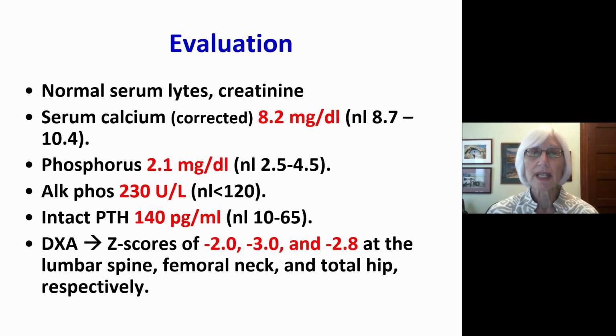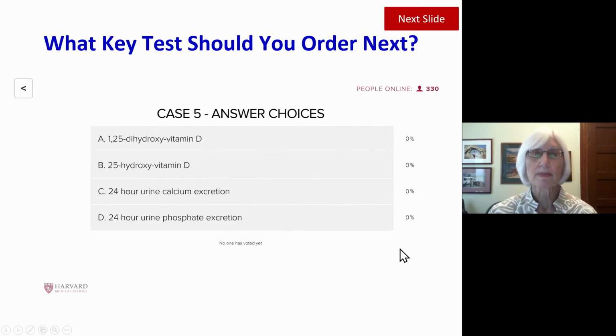She has normal electrolytes and creatinine. Her calcium corrected for albumin is a little bit low. Her phos is low. Her alk-phos is high. Her intact PTH is high. And her DEXA, because she's a young woman, we use Z, not T scores. Her Z scores show low bone density at the spine, femoral neck, and total hip, respectively.